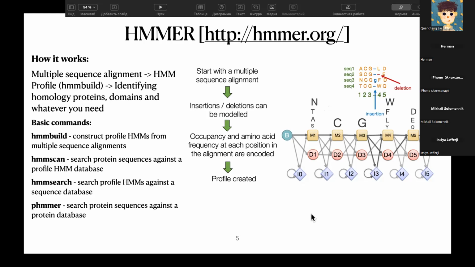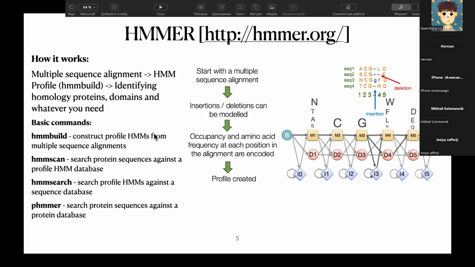And this profile consists of a linear set of match states labeled by M letters, and there are also I and D states, I for insertion and D for deletion. And these states are connected by state transition probabilities, which also vary by position in the sequence alignment.